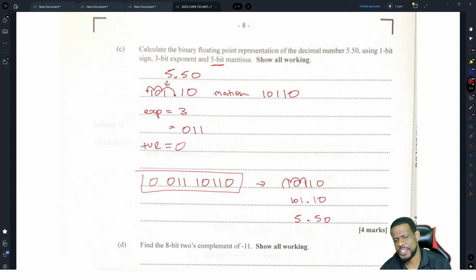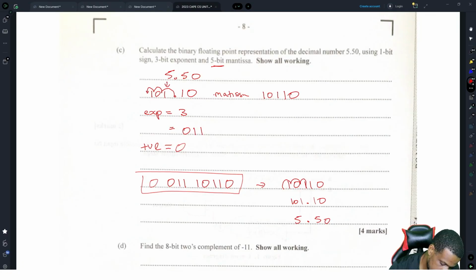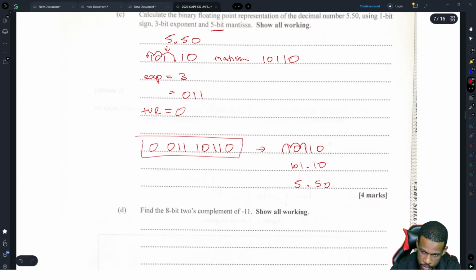For some reason, all of the mantissa questions will be 5.5. I don't know why they can't give it like 4.5 or 6.5 or 9.5 or something like that, because every year it's just the same 5 mark thing. This is a half on the other side here, 0.5. Cool.